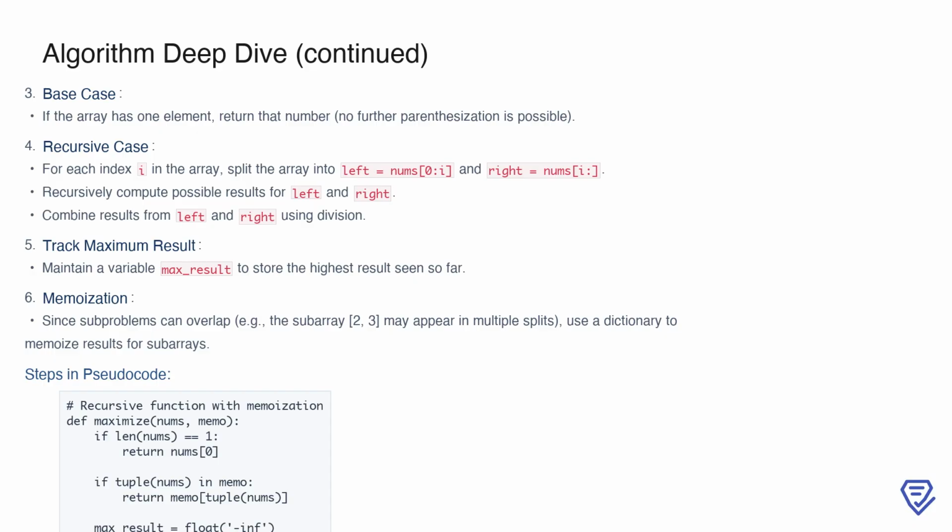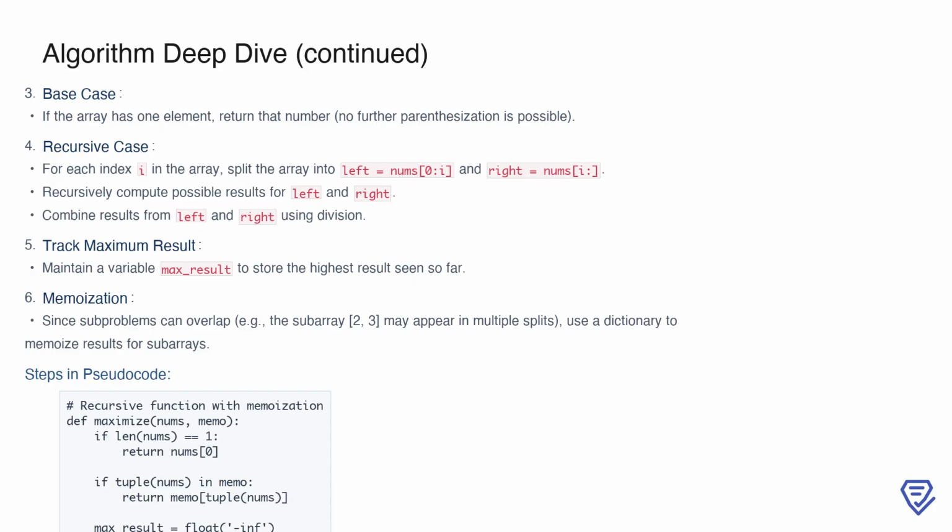We then recursively compute the potential results for both subarrays. Once we have these results, we combine them using division to evaluate the outcomes for that specific split. Throughout this process, we keep track of the maximum result encountered using a variable max_result.